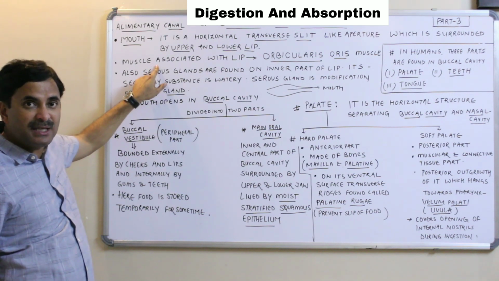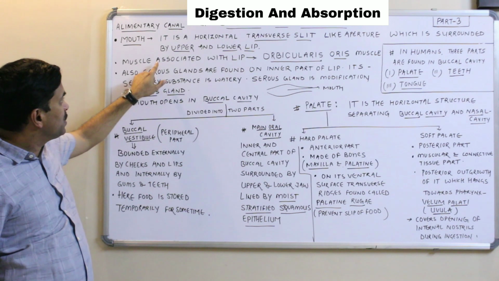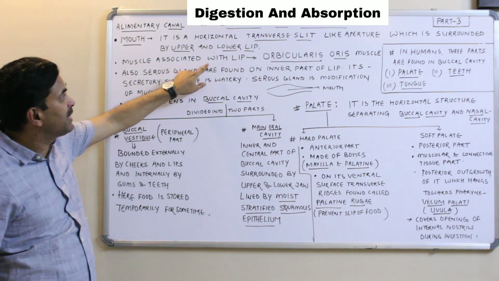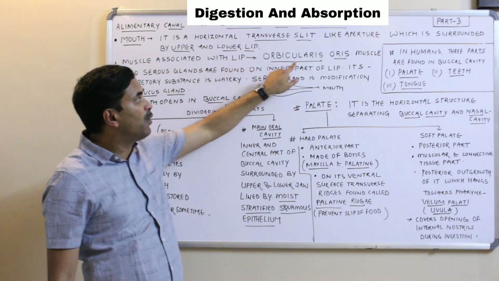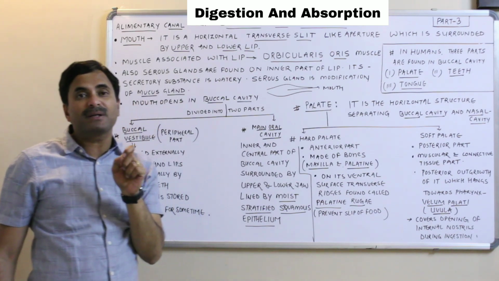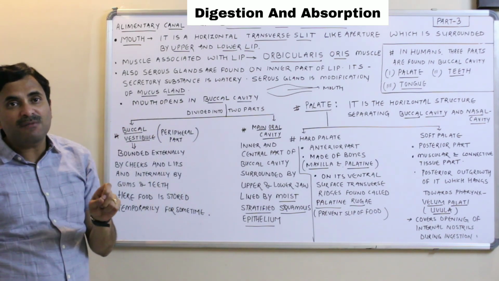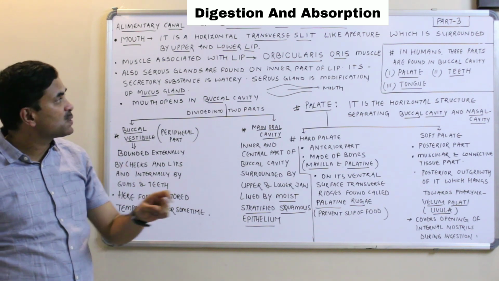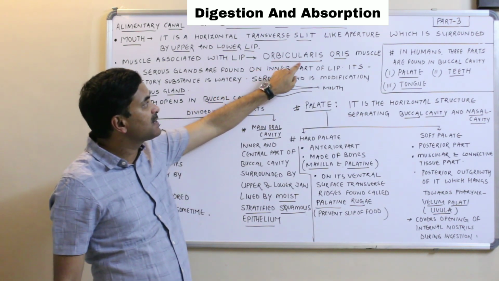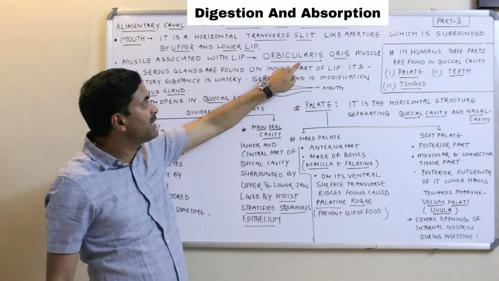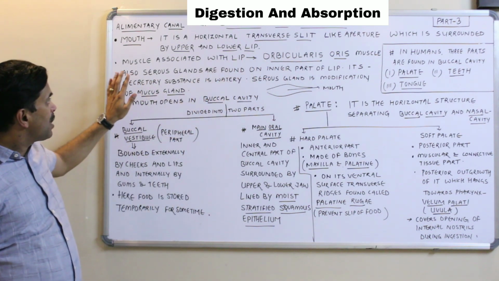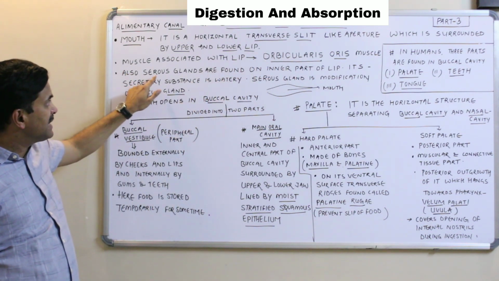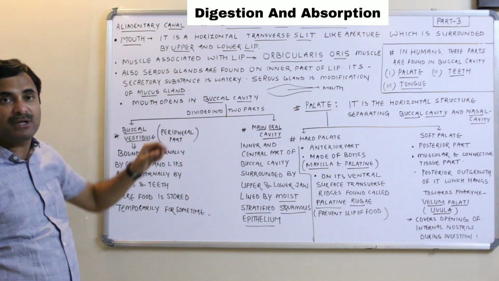It means muscle is present in the lips. The muscle which is associated with the lips is called orbicularis oris. Remember this, that the muscle which is found in the lip is called orbicularis oris muscle. Also, serous glands are found on the inner part of the lips.